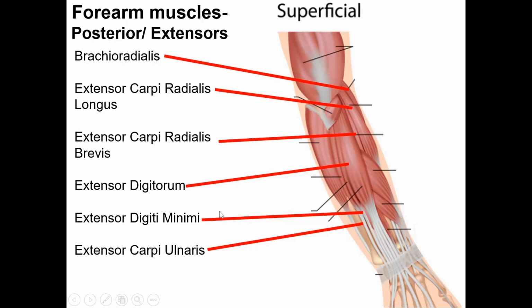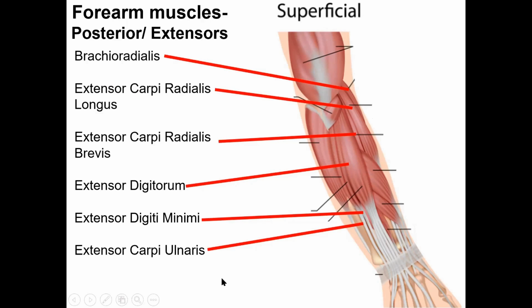So in the posterior forearm, I'll point these muscles out on the cadaver itself so that you have a better understanding of differentiating them from each other. But again, what we see here is that they're all extensors, right? Another important factor about the muscles here is that if they're closer to the radial side, they'll have radialis in the name. If they're closer to the ulnar side, they'll have ulnaris in the name.